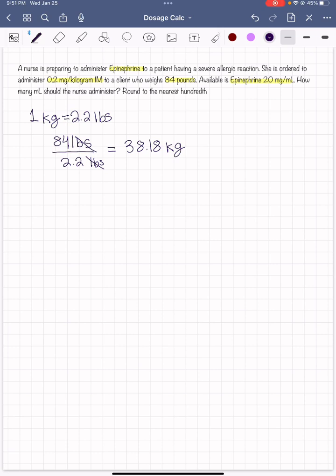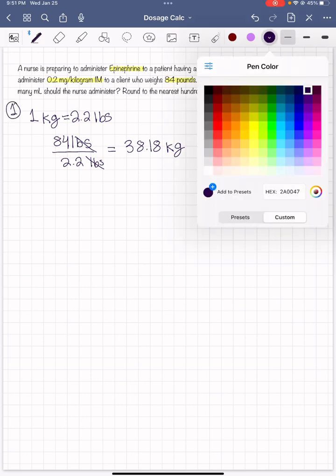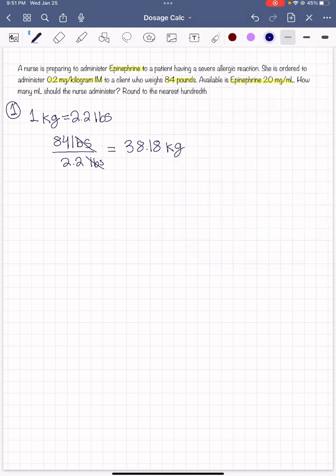Again, I just really like to get our conversions out of the way. So that is going to be step 1. Now, let's go to step number 2. I always like to write what we have versus what we need. So, step 2. What do we have available? We have 20 milligrams per milliliter of epinephrine.